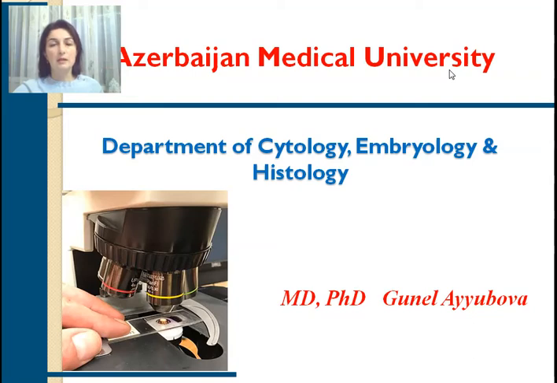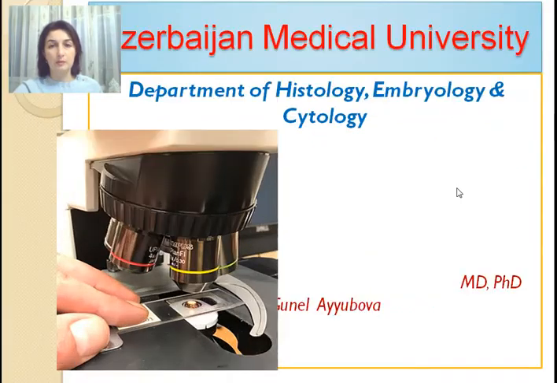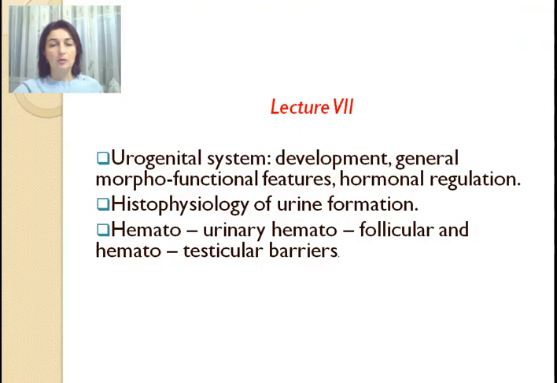So today is the last lecture. The subject of our lecture today is the urinary system and genital systems, the reproductive systems of the human body. Today we will talk about the urinary system and its development, general morphofunctional features, hormonal regulation. And then we are going to talk about the histophysiology of urine formation, hematourinary and hematofollicular and hematotesticular barriers. So the urinary system, female reproductive system, and the male reproductive system are the main topics of our lecture today.